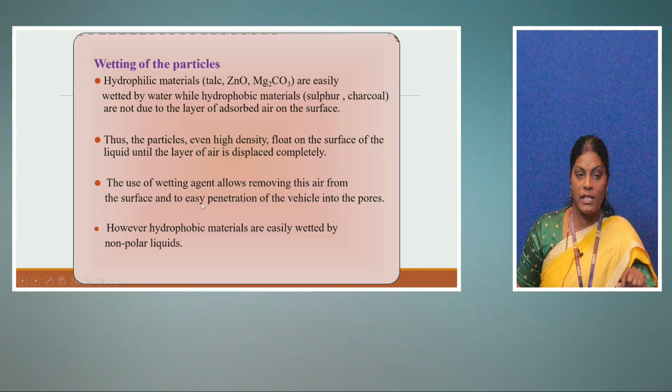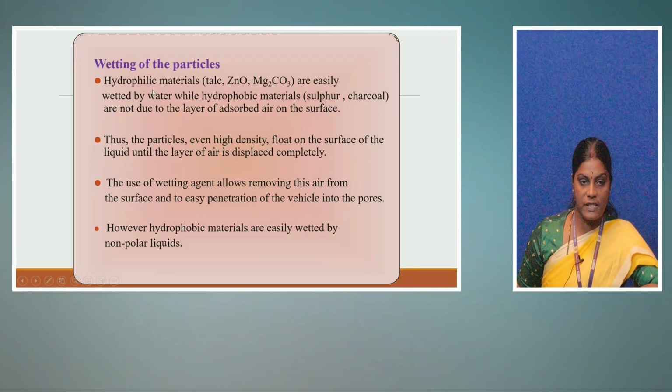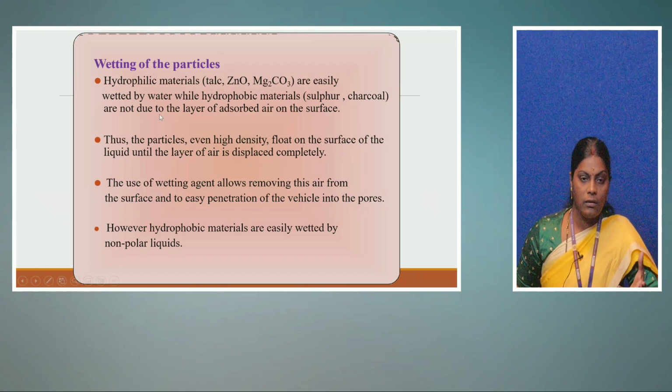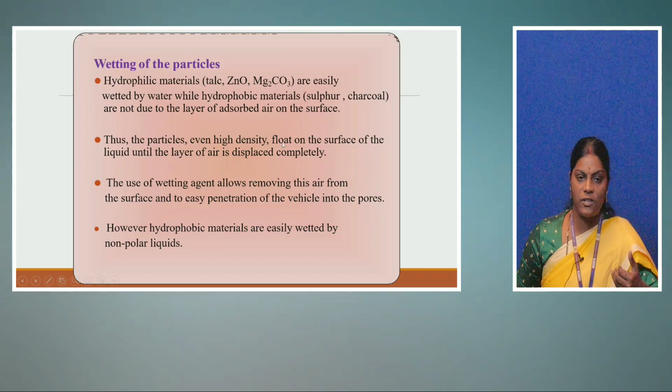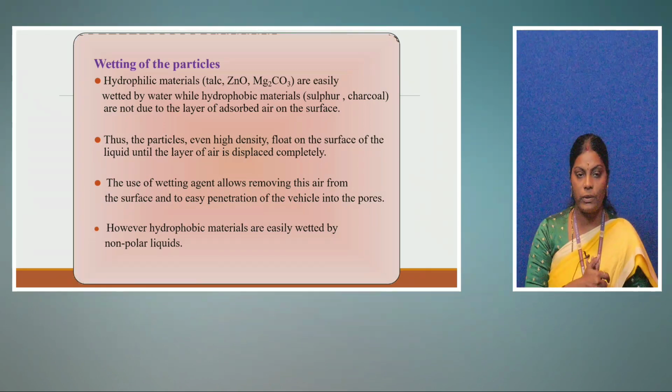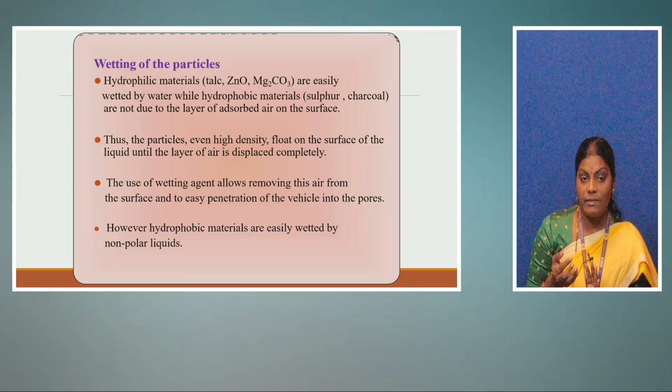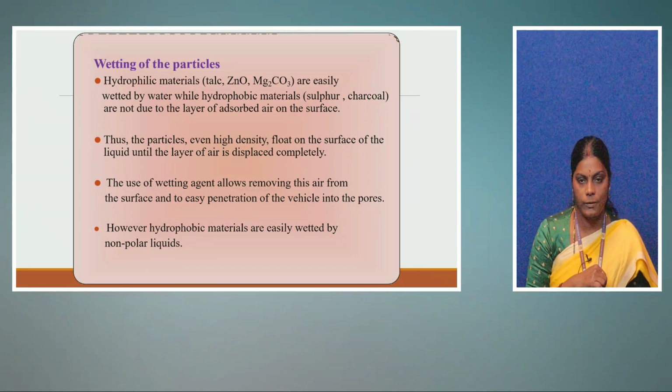Another point we need to control is wetting of the particles. Why should wetting of the particle be considered for the preparation of suspension? Say you want to prepare a suspension, you have to take different types of ingredients, such as talc, zinc oxide, magnesium, which have hydrophilic properties, and some hydrophobic materials like sulfur and charcoal. We need to combine different materials together and make them into a suspension. If the material is hydrophilic, it will be easily wetted by the water or vehicle.